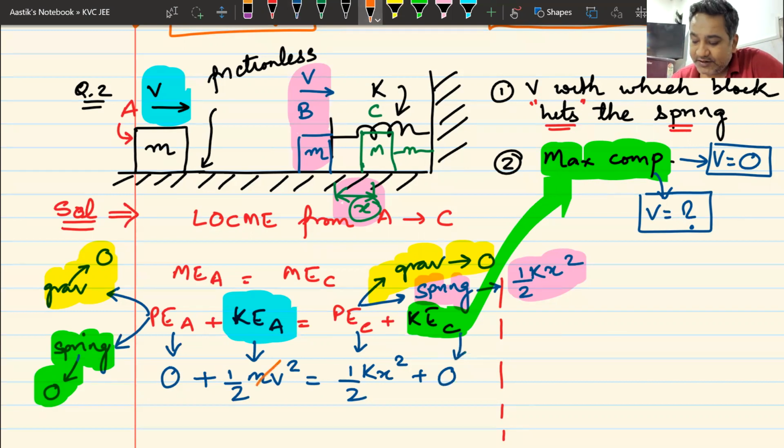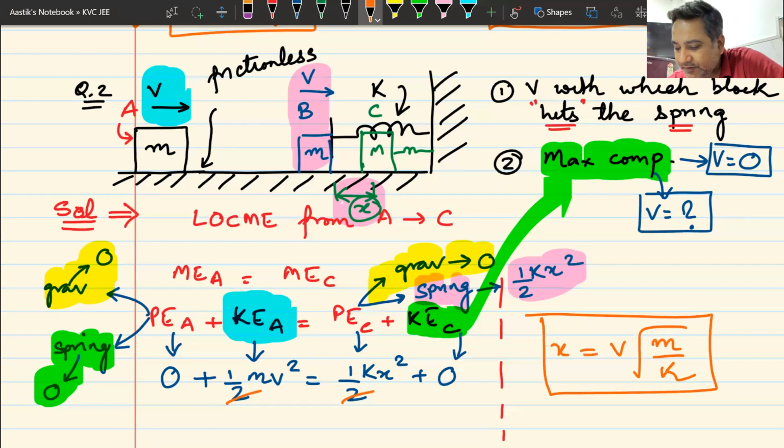It is very simple from now. I can easily calculate the extension in the spring. I have cut the wrong thing. Half and half getting cancelled. I can calculate the extension in the spring, and the extension in the spring is V under root of M by K. This is the maximum compression in the spring. Do we get this? Okay, please note this down. And if you have any doubt, please raise your doubts. Remember, energy of a spring is never negative. Can't make a mistake like this at this point in time.